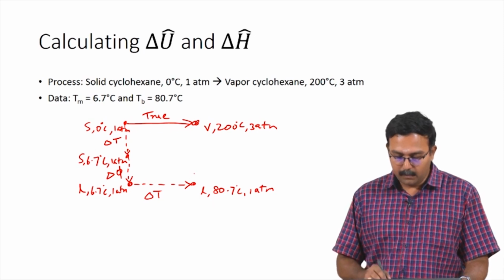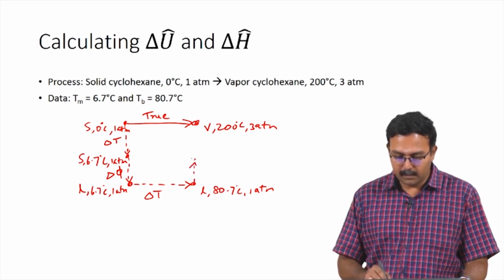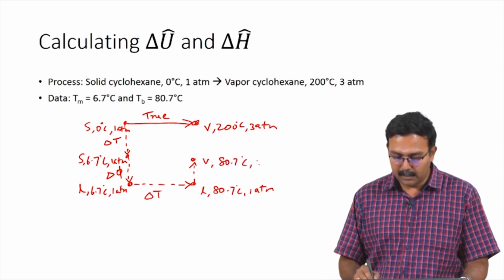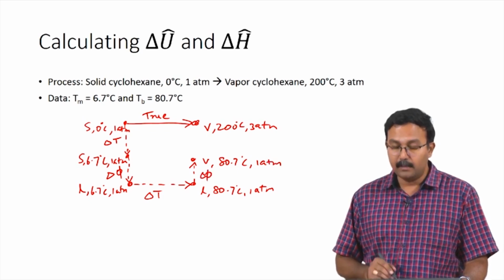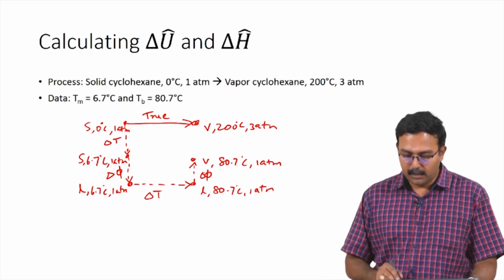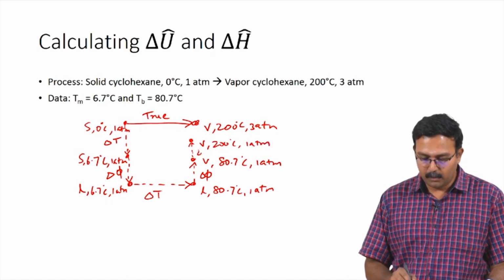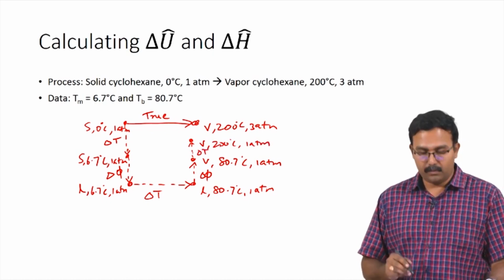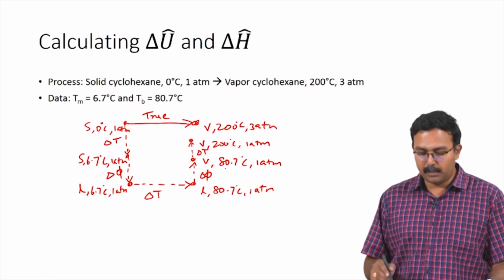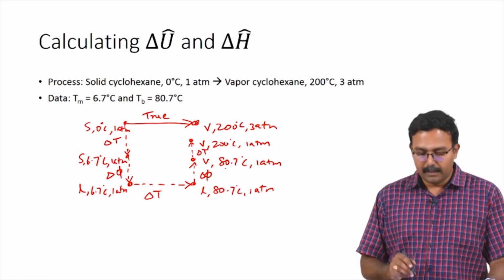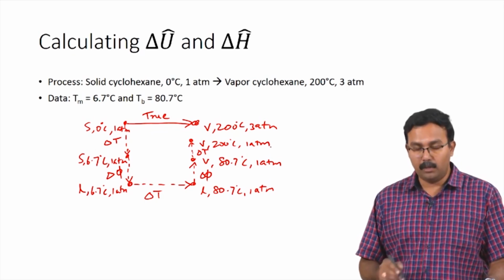From here we can have a change in phase where it goes to vapor at 80.7 degrees Celsius and 1 atmosphere. So, this is delta phi, there is only a change in phase here, temperature and pressure remain constant. From this we can go to the step where it is vapor at 200 degrees Celsius and 1 atmosphere. Here you have only a change in temperature, the vapor is being heated from 80.7 degrees Celsius to 200 degrees Celsius at a constant pressure of 1 atmosphere.